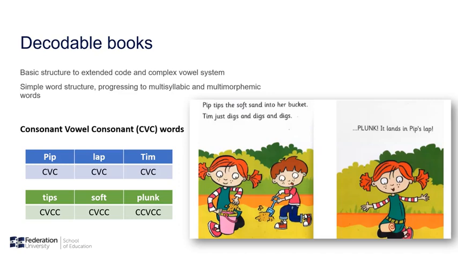So these are the features of a decodable book. They're very controlled. They start with those simple codes, CVC words, and basic structure to extend code. They start with complex vowel systems, so it starts to get more complex, multi-syllabic and multi-morphemic words. Some are high-frequency words, for example, the and her, because they need them there for story cohesion. So yeah, there's an example of one.